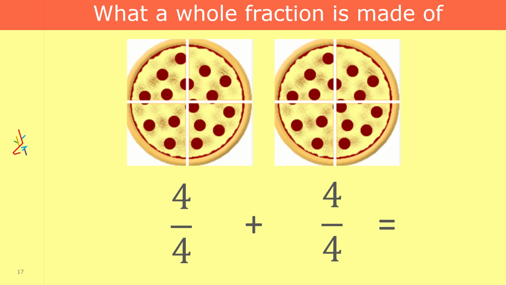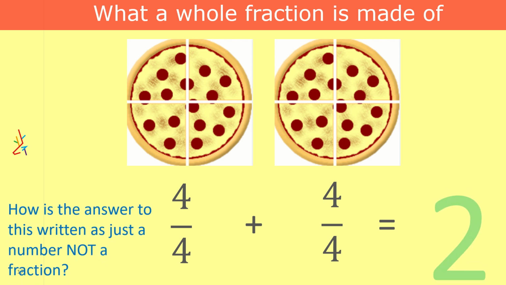It just means you've got 2 whole pizzas and each one is worth 4 slices. So when you're adding whole fractions like 4 over 4 or if it was 8 over 8 or 1,000 over 1,000, it doesn't matter. You've still got one whole pizza. So if the number is the same on the bottom as it is on the top, it just means one whole. And if you've got 2 of them, it means you've got 2 pizzas.